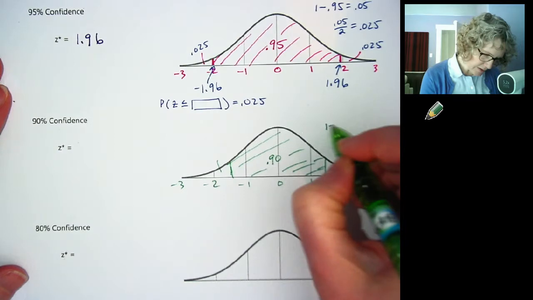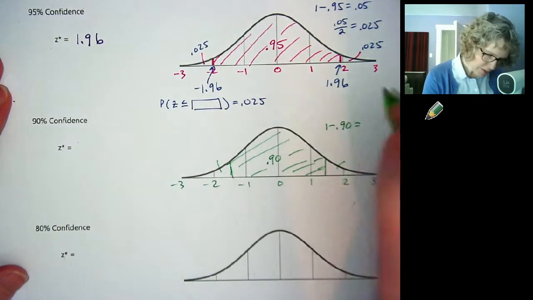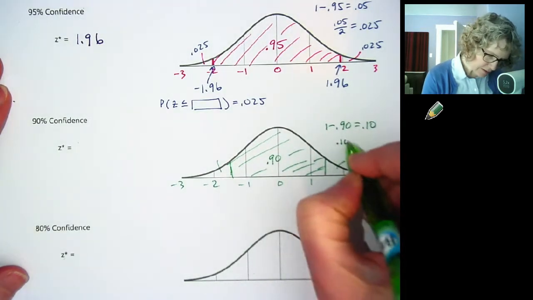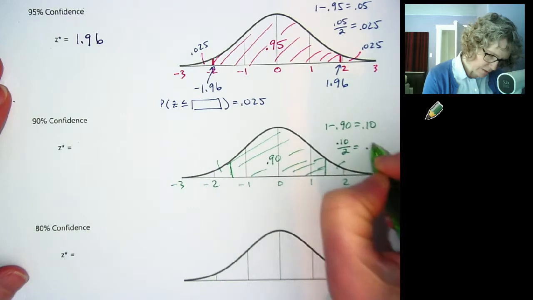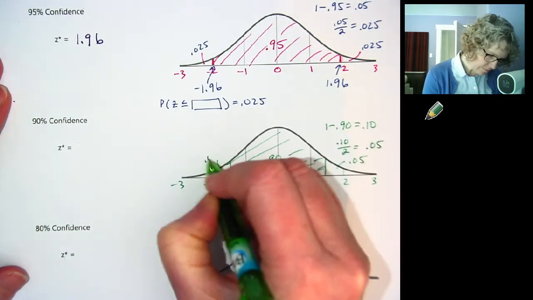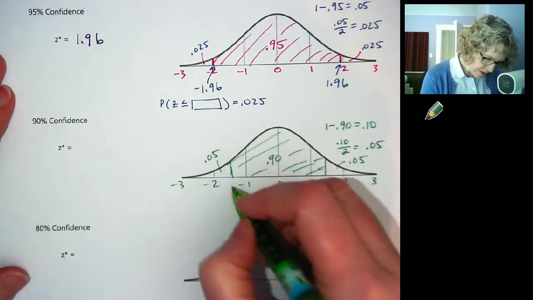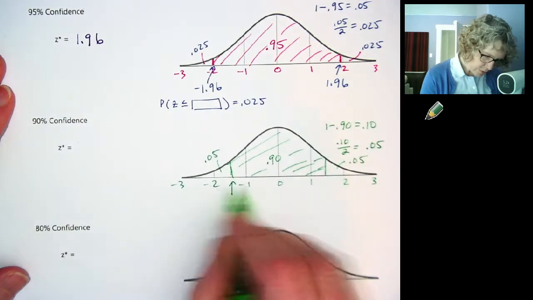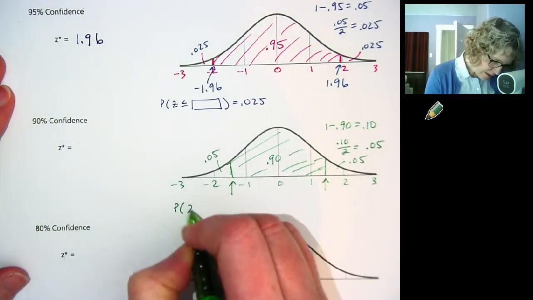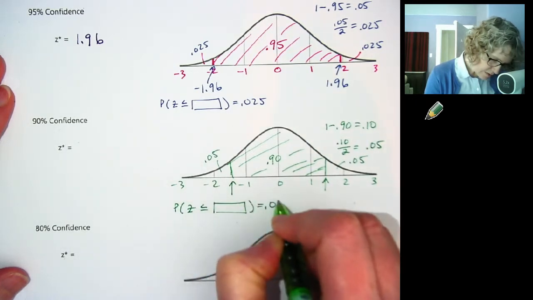So 1 minus 0.90, the complement of 90% is 10%. So that's going to be 5%. Divide that in half. We're going to get 5% on each side. Okay, 5%. So then it should be between 1 and 2, right? Probability that z is less than or equal to what equals 0.05.